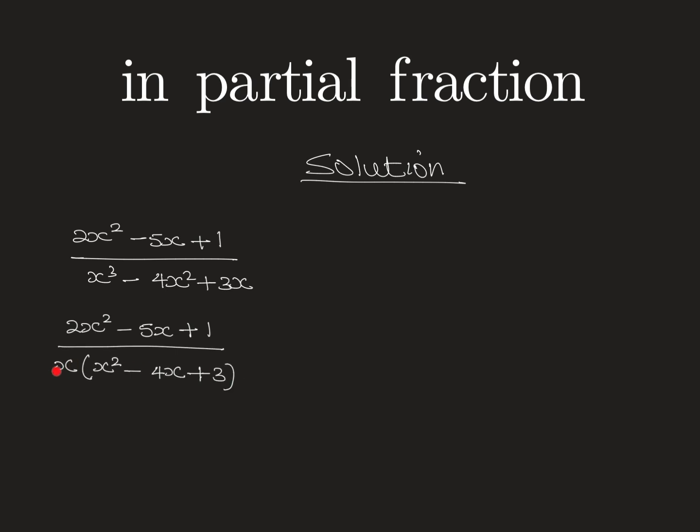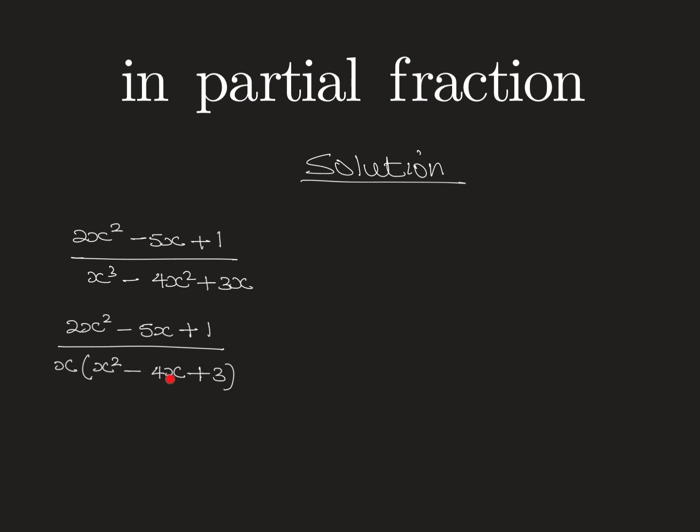If you expand this, you're supposed to be able to come back to the original. x times x squared is x cubed. Then minus x times 4x is 4x squared. Then you have a positive x times 3, which is 3x. All right. Now, what we have in the bracket is a quadratic function.